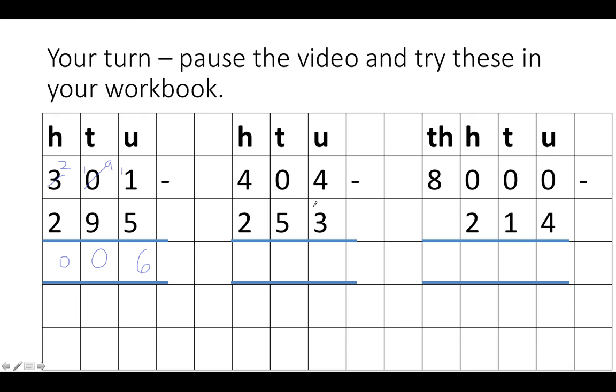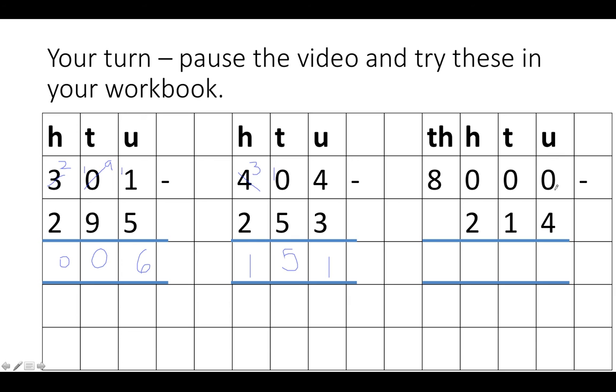Let's try the next one. 4 take away 3, well I can do that, that's 1. Nothing take away 5, I can't do that. 10 take away 5 is 5. 3 take away 2 is 1.